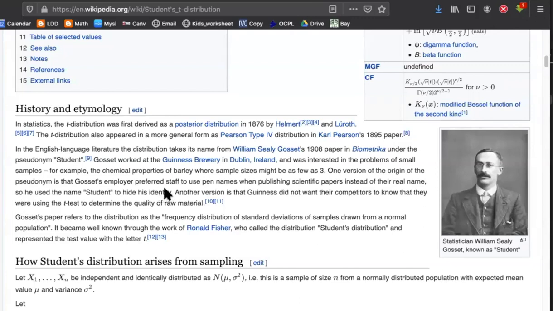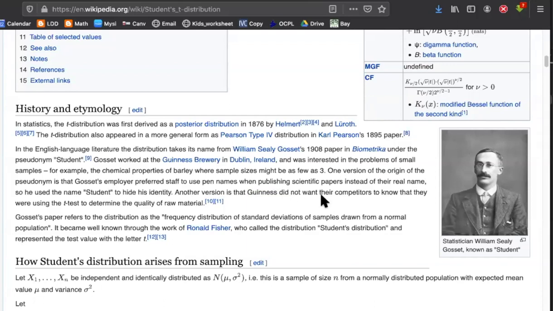Now, he was working for something like a beer company. Is that right? Let me see. Is it a beer company? Under the different students, okay. Guinness. I think it's some beer company, is that right? They were trying to look at ingredients, to make good beer or something, right?